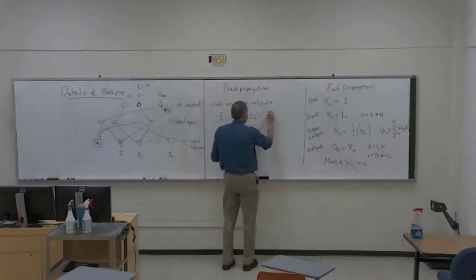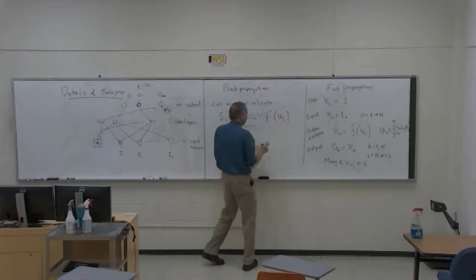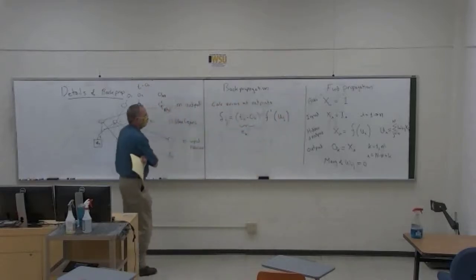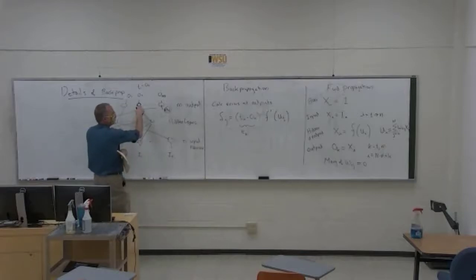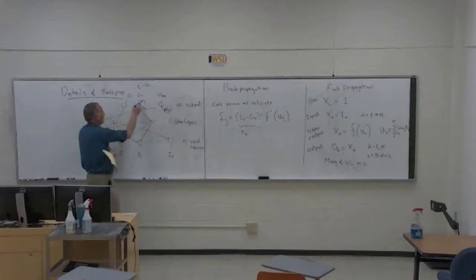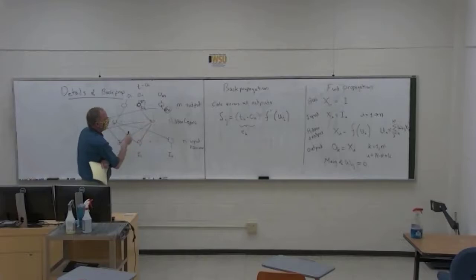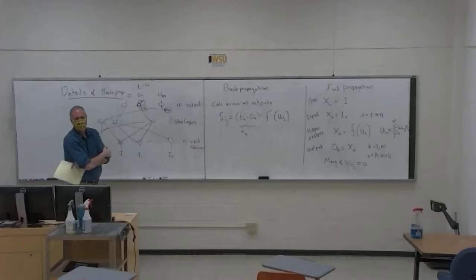But then we tack on the derivative of the activation function evaluated at the net input. So let's say we're still talking about this neuron, neuron number j. This says that we look at the net input u sub j going in there. This has an activation function f that we did over there. We take the derivative of that, evaluate it at the net input, and that goes into the formula as well.